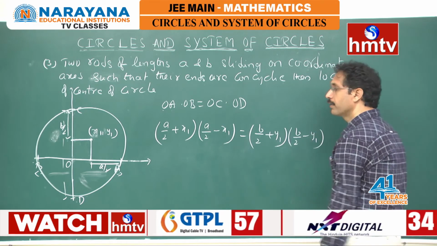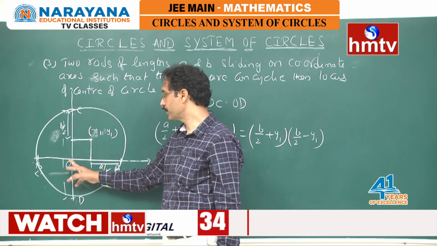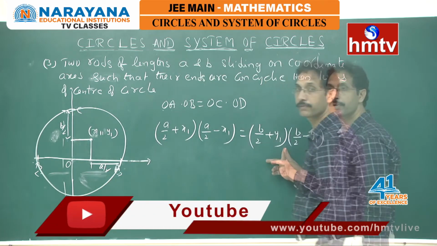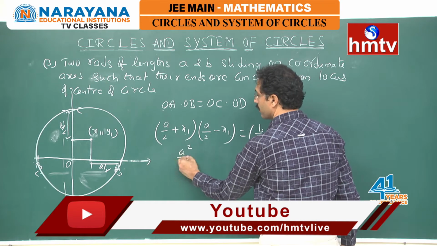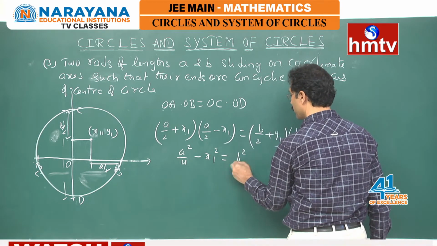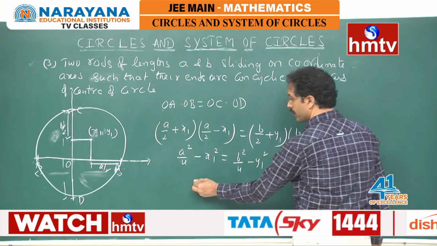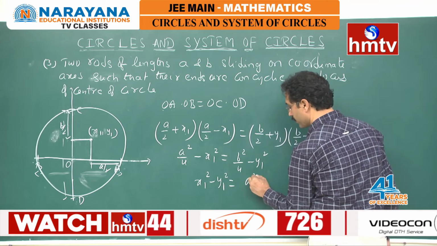In this way, when these 4 points A, B, C, D are concyclic, we are using the intersecting chords theorem, OA into OB is equal to OC into OD. Now, if I multiply a plus x1 into a minus x1, a square by 4 minus x1 square is equal to b square by 4 minus y1 square, we can write. So, from this we can write x1 square minus y1 square is equal to a square minus b square by 4.